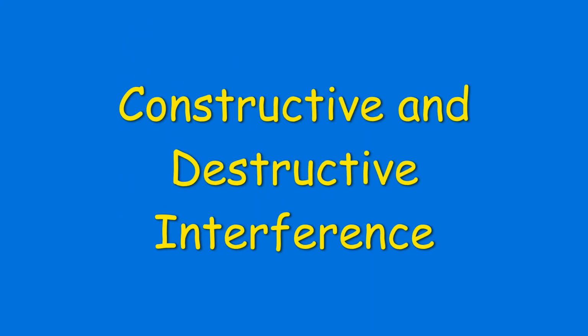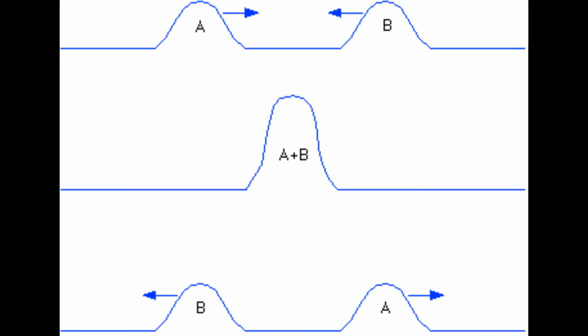Hello, today we are going to be discussing constructive and destructive waves. To begin, constructive waves are two waves, A and B, that proceed towards each other on the same side of the plane. Upon meeting in the middle, the waves create a larger wave. This can be thought of as the summation of the two waves, or A plus B.